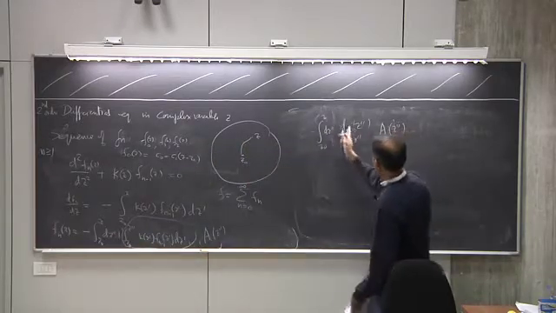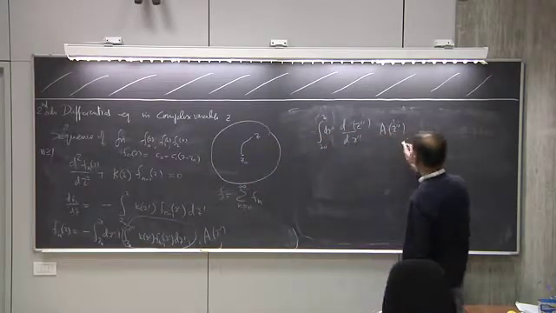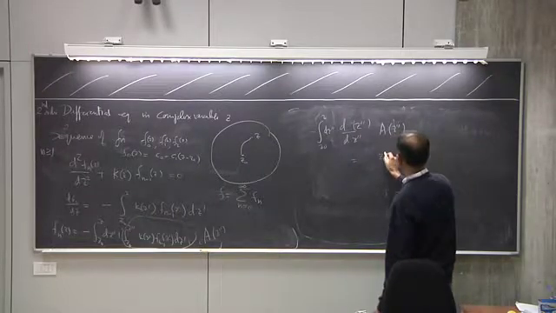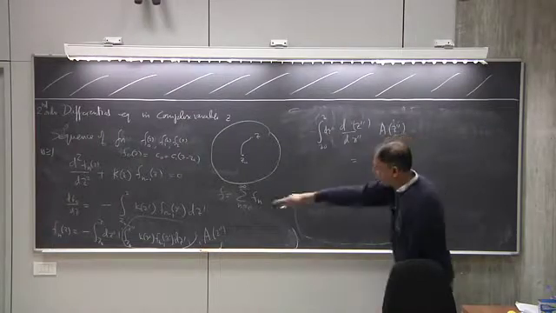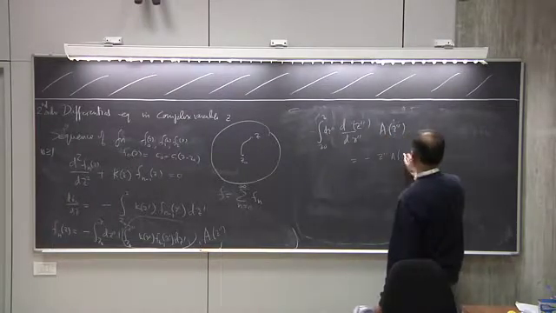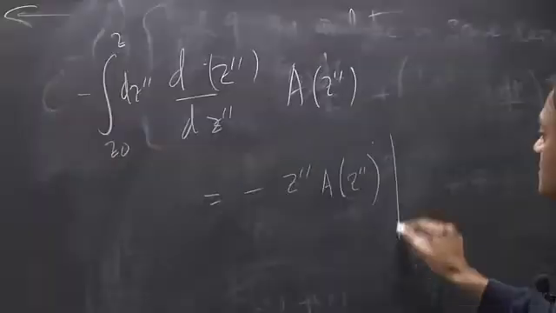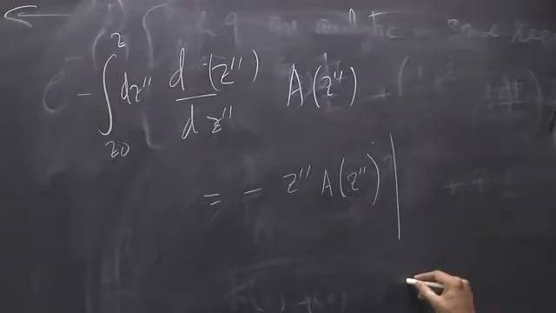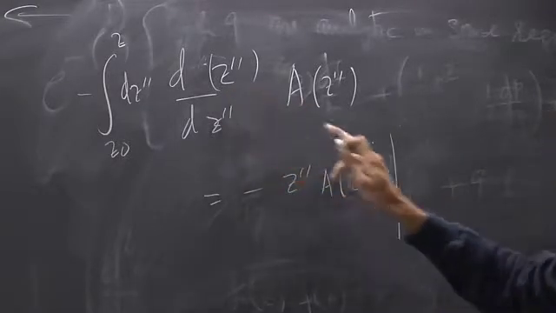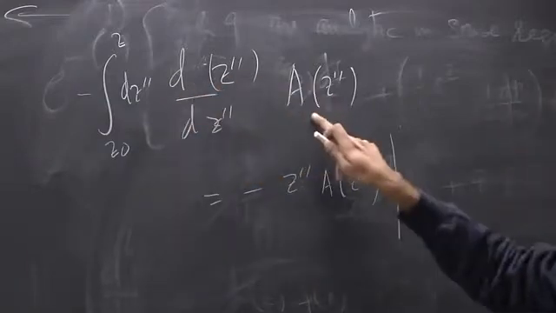But then I can do integration by parts, so that this will be equal to z double prime times, so minus, sorry, there's a minus here. Actually, I could have put the minus also inside, but anyway, A z double prime evaluated at the endpoints, right? That's the total derivative piece. And then there will be a piece where the derivative hits there.